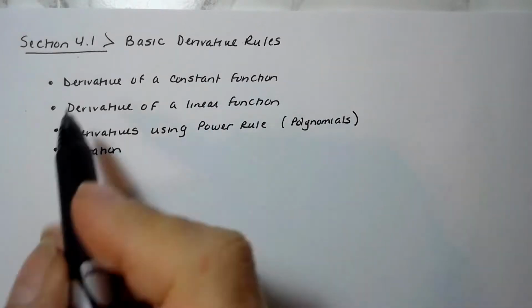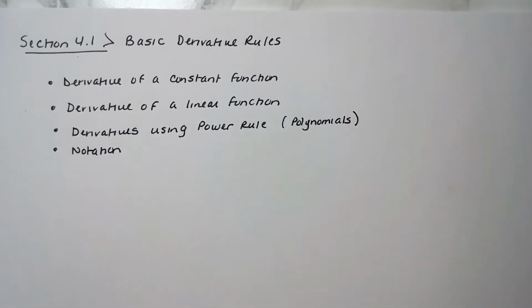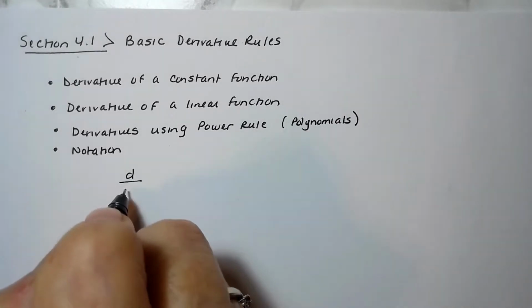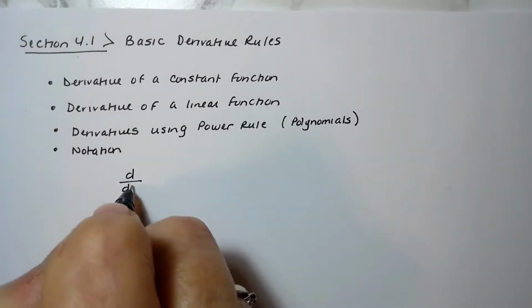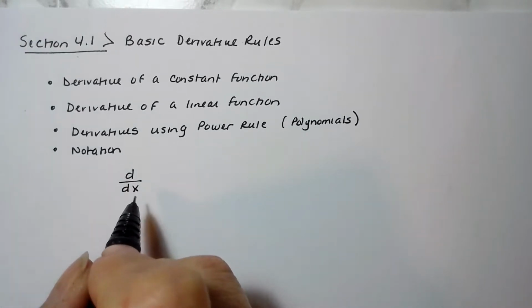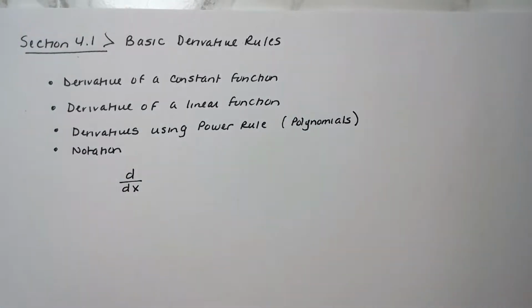I am going to go in this order with the exception of notation. I do want to talk a little bit about notation to begin with, and then we'll go about talking about the rules. So there's Leibniz notation, the derivative of a function with respect to x. We're always going to take the derivative with respect to x. Sometimes it's a t, sometimes it's a different letter. It depends on the function.